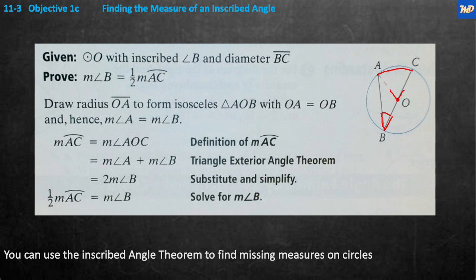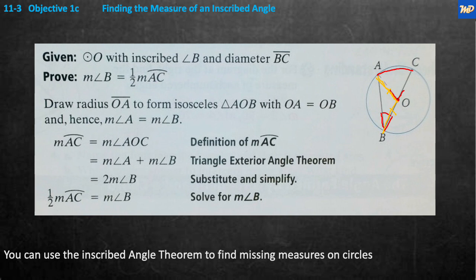Draw a radius OA. So they've got this radius drawn in. I'm going to draw it in orange. Here they've drawn in the radius to form isosceles triangle AOB. So A goes from here, A to O to B. So this is an isosceles triangle. These two sides are congruent because they're radii.